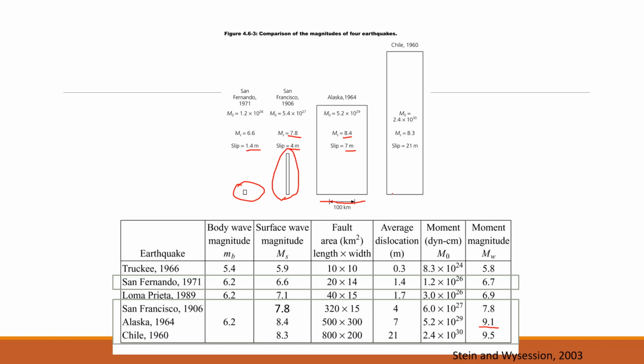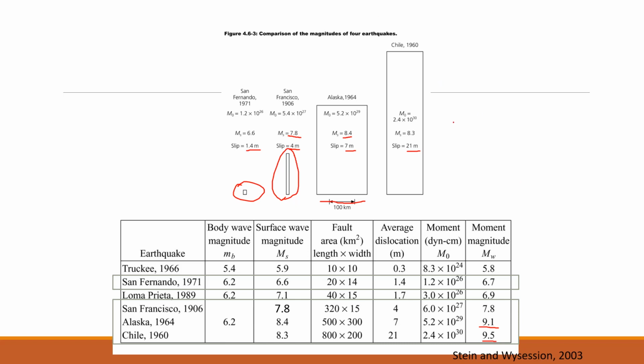Chile, 1960, it's a much bigger area. It's a little bit different of a shape, but it's a much bigger area. It slipped 21 meters, so over 60 feet. That's a lot of slip. And it is a mid-9s on the moment magnitude. So the scale you use matters. The bigger the amount of slip, and the bigger the slip area, the bigger your earthquake's going to be.